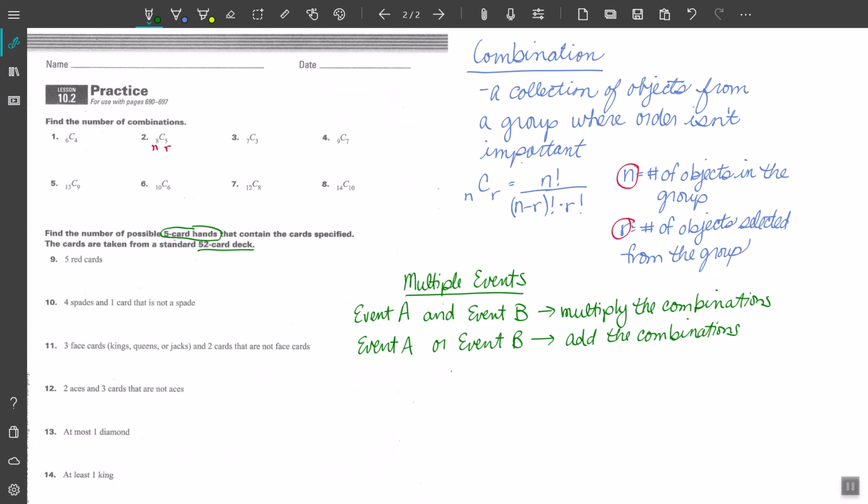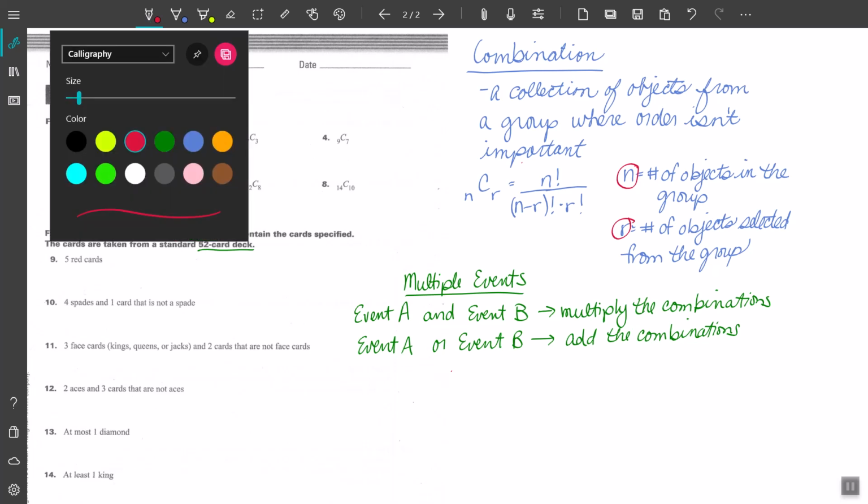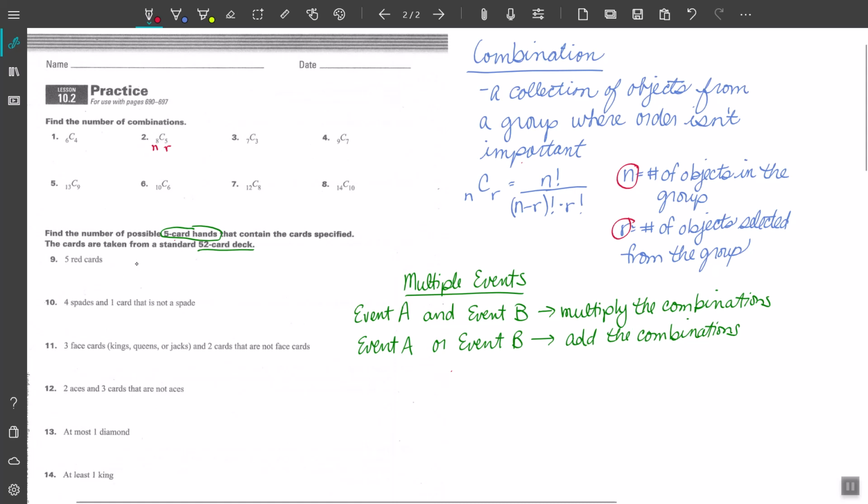Okay, so we're going to need to find the combinations that are possible just in selecting a red card first. So we have 2 possible colors, red and black. So that's going to be our N. And we're going to pick one of the colors. So that is our R. So just to find out what our combination possibilities are for selecting red versus black, that's what we're going to figure out right there.